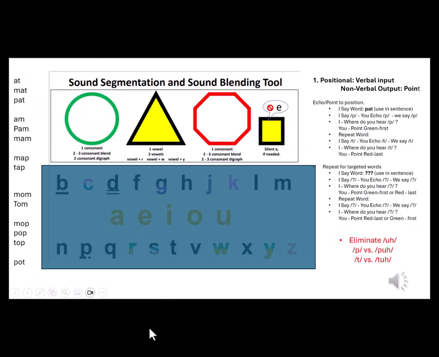We begin with segmentation. Segmentation starts with sound by sound analysis, helping students attend to each phoneme in a word. The first step helps the student recognize the placement of the first and last sounds, onset and coda. This is done with oral clues and pointing.